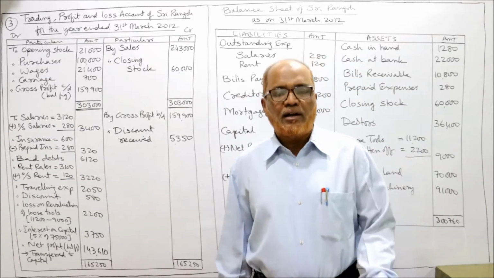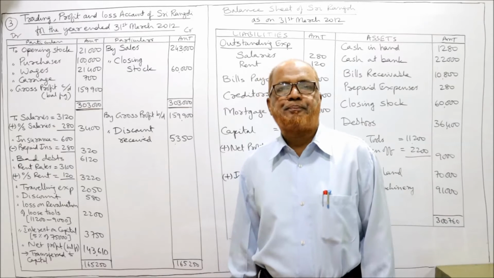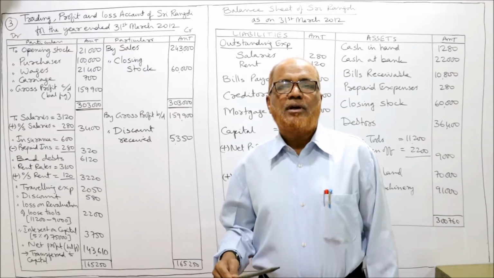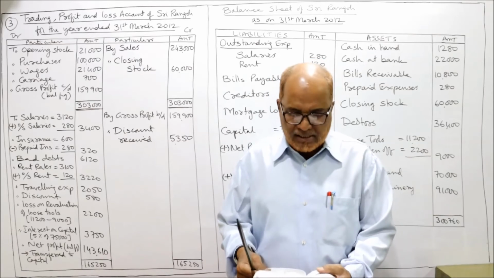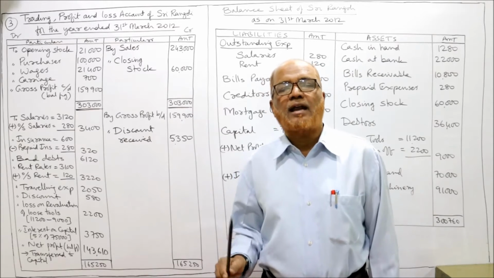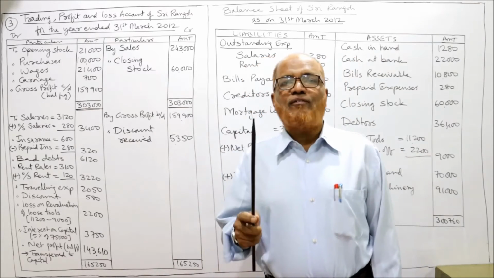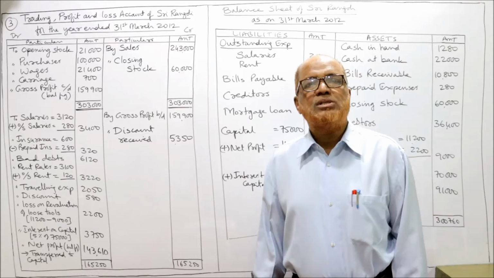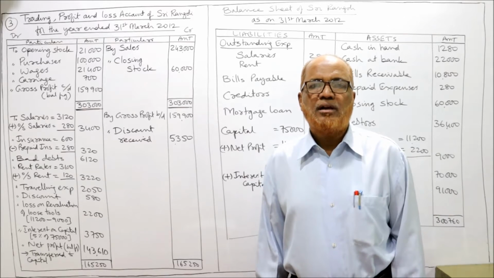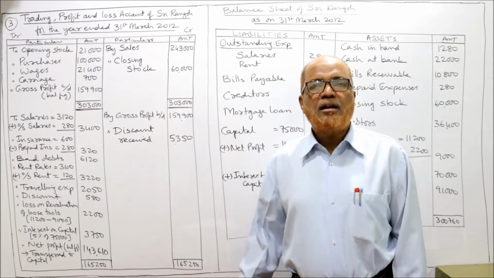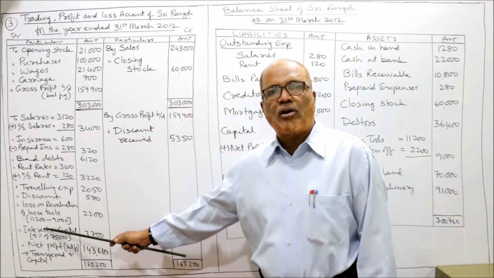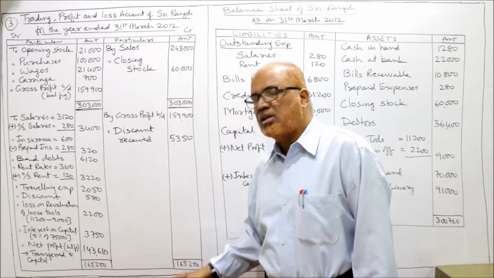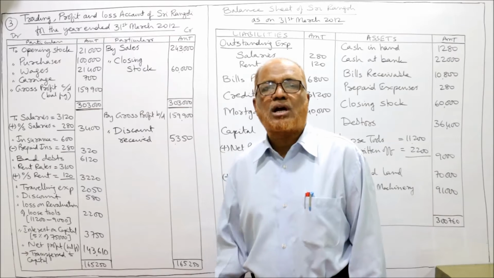Next adjustment, allow interest on capital at the rate of 5% per annum. So what is the capital? In the trial balance, capital is given as 75,000. So 5% of 75,000 is 3,750. So 3,750 is the interest on capital. It will come twice. Interest on capital will be debited to the profit and loss account. Here I have taken interest on capital, 5% of 75,000, 3,750, debited to the profit and loss account.